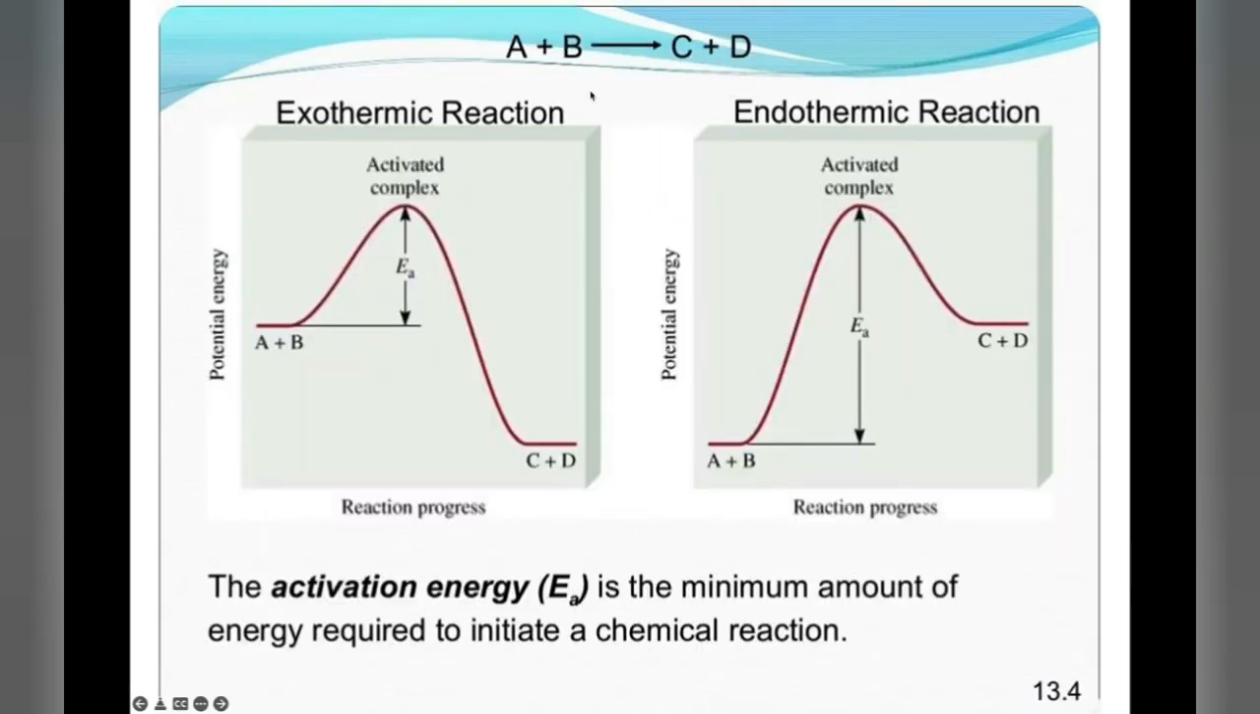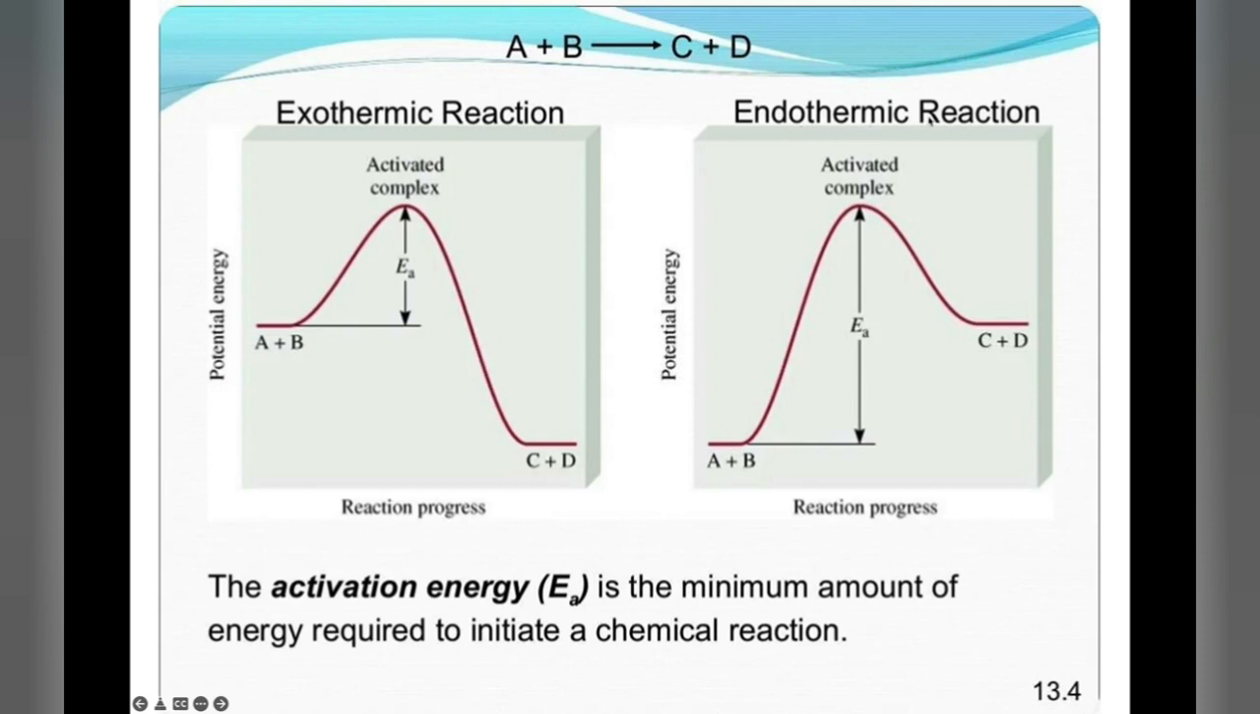Then just take another case, A plus B reactants give you product C plus D. So we are taking two cases. The first one is exothermic reaction and endothermic reaction is the second case, and EA is the activation energy, which is the minimum amount of energy required to start or initiate a chemical reaction. Here potential energy, then reaction in progress. You can see A B reacts, then once it reaches the activated complex, this is the activation energy, and it forms the product C plus D. Here this is the exothermic reaction, and you can see this point, the product is formed here.